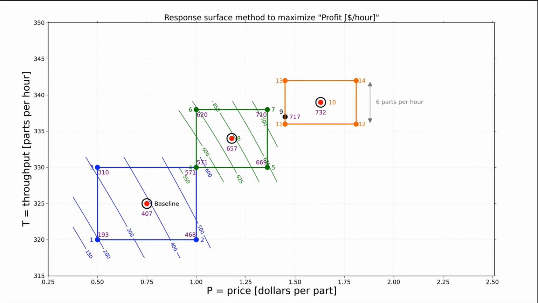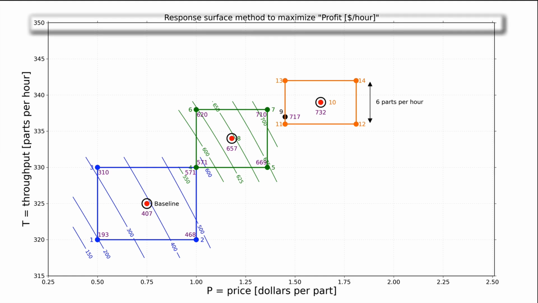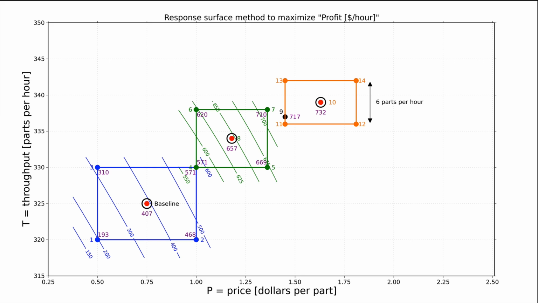I'm going to use a slightly smaller range for the throughput T of 6 parts per hour for 2 reasons. First, we're coming close to our upper bound of 350 parts an hour. In case there's an optimum near this bound, as we will see in the next video, we should have a bit of room to move outside the factorial bounds to fit a nonlinear model. Secondly, we might suspect we're leveling off.